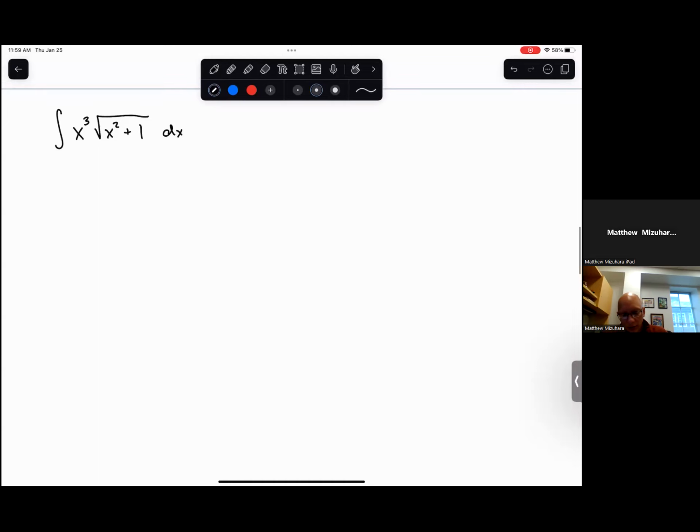So let me go ahead and try u equals. Now, as I look at this, I like the idea of letting u be the thing inside of the composition of functions. So in this case, let it be the thing inside of the square root, so x squared plus 1. Let's see what that gets us. So u equals x squared plus 1, which means du is 2x dx.